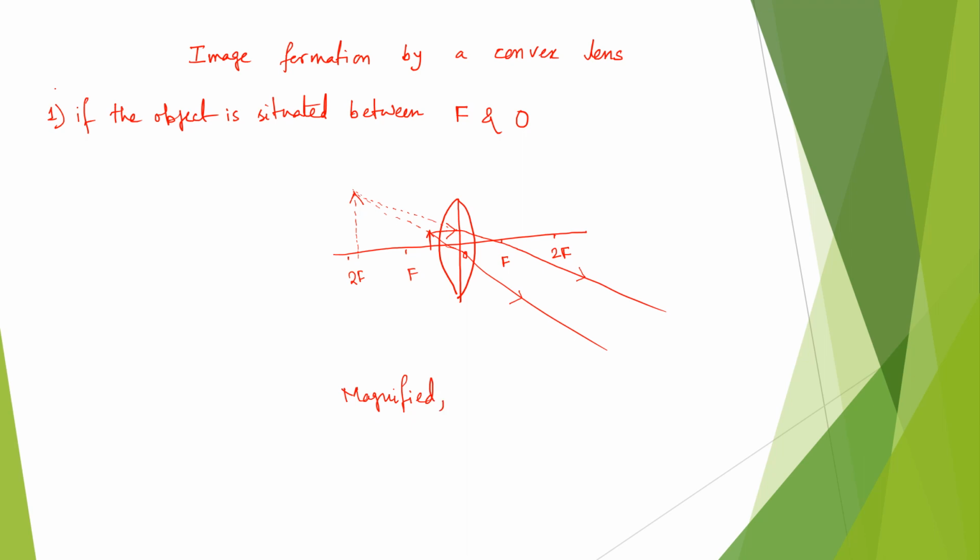So whenever you can see that the object is situated between the focus and the optical center, we are getting a magnified, virtual and upright image. So we have to keep it in mind that a light ray which is parallel to the principal axis always passes through the focus after passing through the lens.